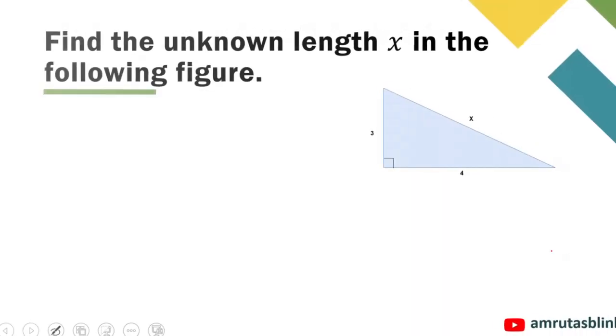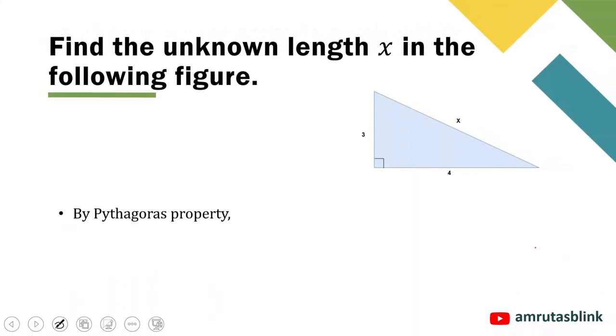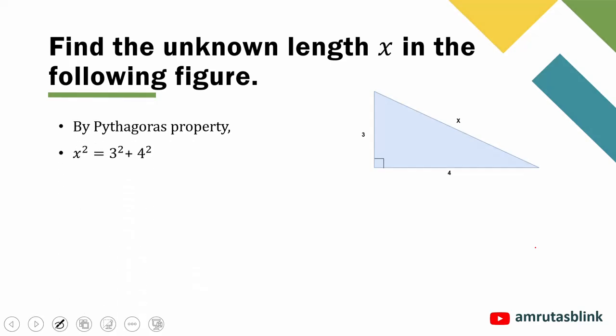Find the unknown length x in the following figure. By Pythagoras property, now x is a hypotenuse. So x square is equal to 3 square plus 4 square. So x square is equal to 9 plus 16. X square is equal to 25. X is equal to square root of 25, that is 5 units.